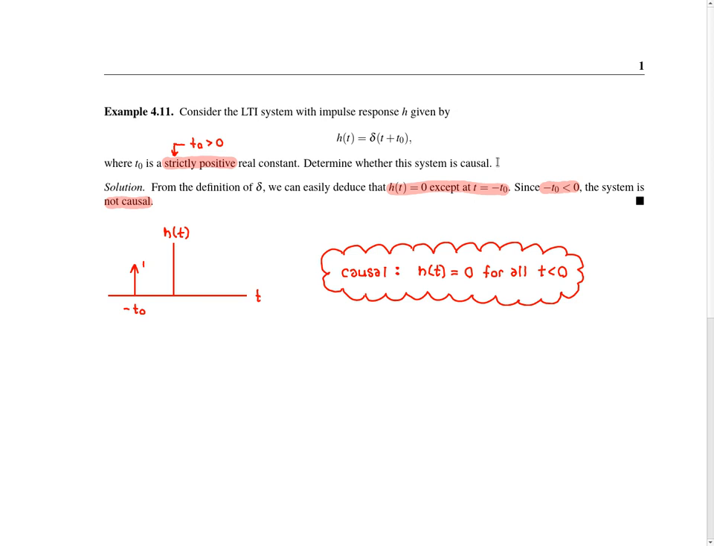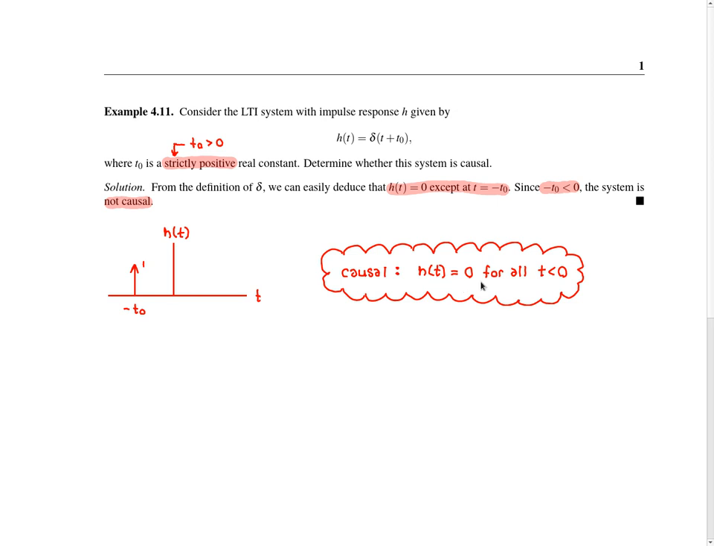So the way that we're going to solve this problem is essentially by using the impulse response. Rather than going back to first principles and using the definition of causality directly for a system, we're simply going to use the impulse response directly instead. So if you recall, the condition that needs to be satisfied on the impulse response of a system in order for that system to be causal is the impulse response needs to satisfy this condition here.